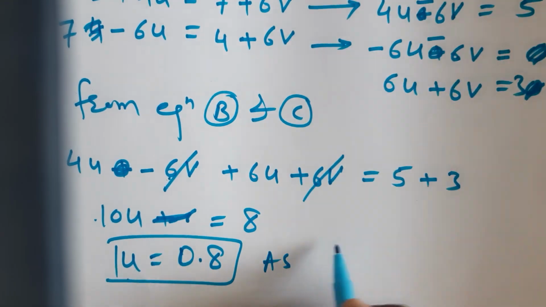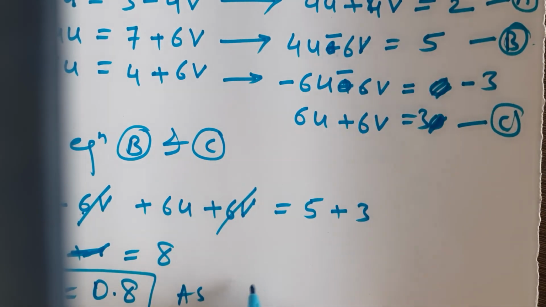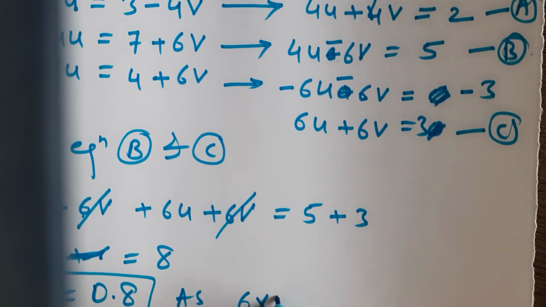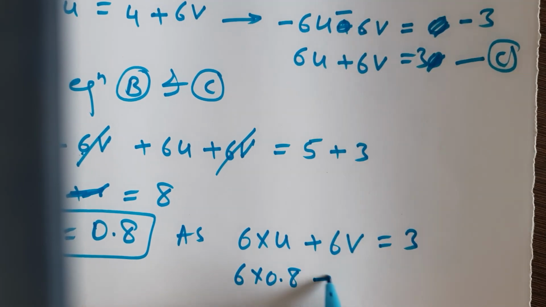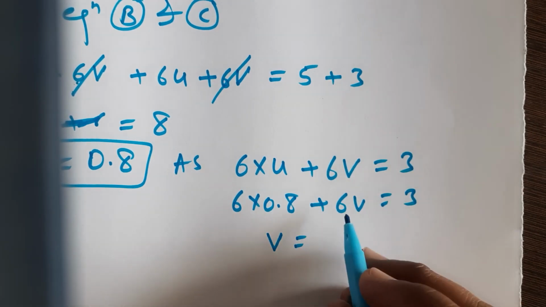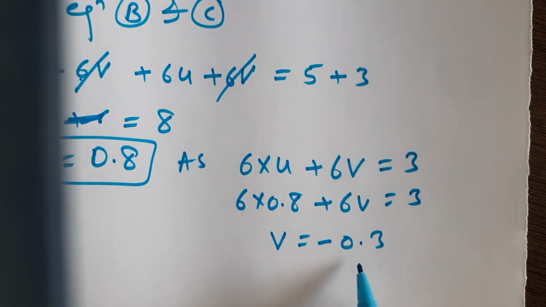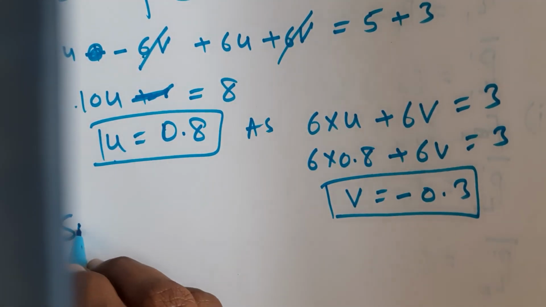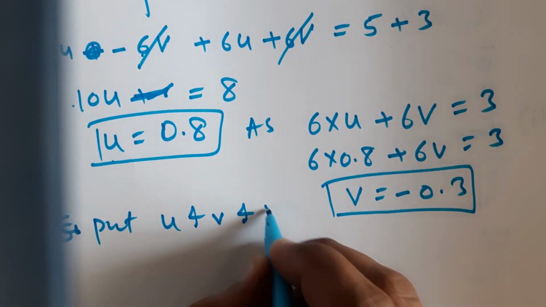Now as u is equal to 0.8, in any equation if you substitute the value of u, so let us put the value of u in equation C. So 6 into u plus 6v is equal to 3. So 6 into 0.8 plus 6v is equal to 3. If you solve it, you will get v is equal to minus 0.3. Now this is the value of v. Now substitute u and v in the equation.